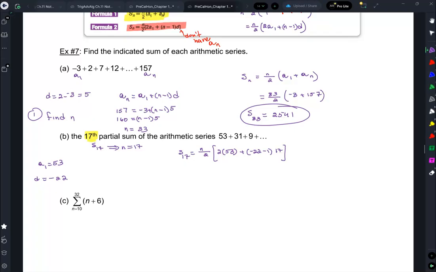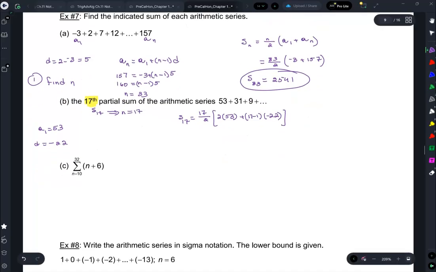Oh no, d is negative 22. Oh, I messed up my n and my d. Don't ever mess up your n and your d. So 17 minus 1 times negative 22. We know what n is. It's 17. Oh, 17 over 2. I was not paying attention while I was writing this out.